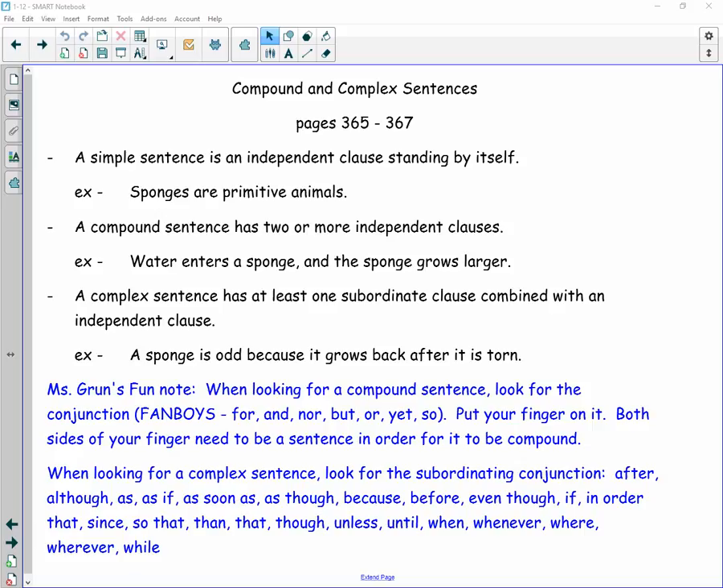This lesson is from the 7th grade Houghton Mifflin English book. It is on compound and complex sentences, and it coordinates with pages 365 to 367 in the student textbook.